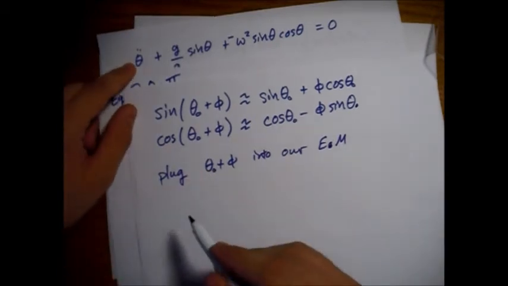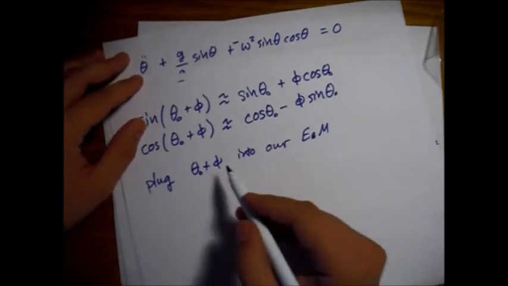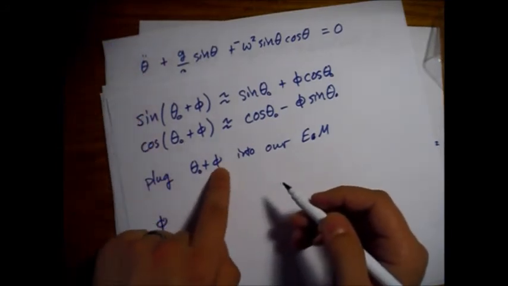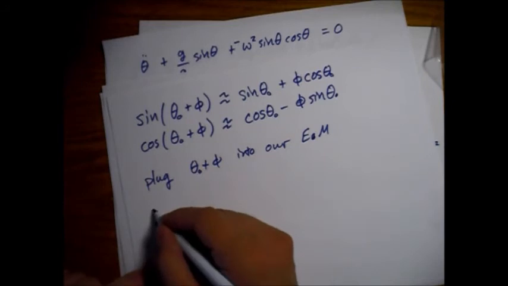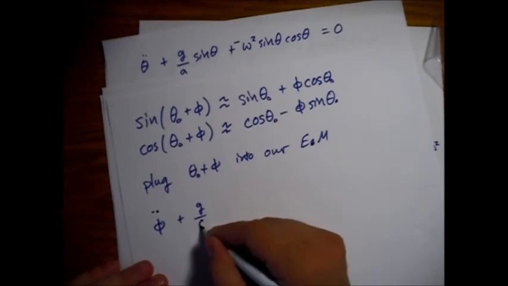So when we take the double derivative of it, that will go to 0 for that part. But phi is not a constant. So when we take the double derivative of this, this part goes away, and we're left with phi doubled up, plus g over a.